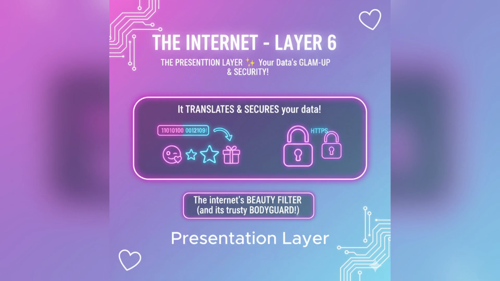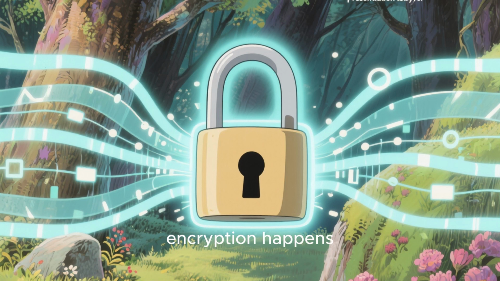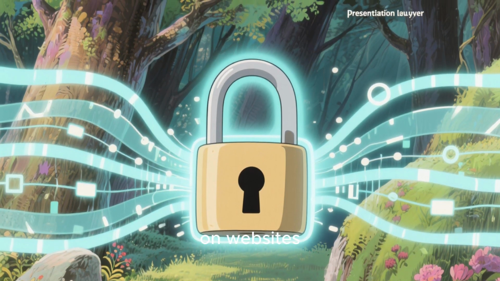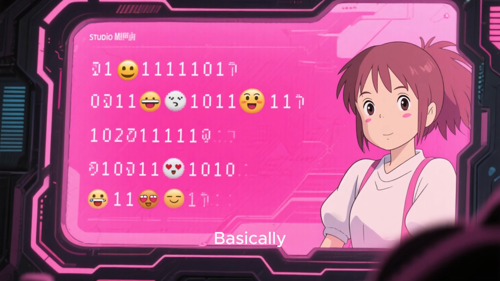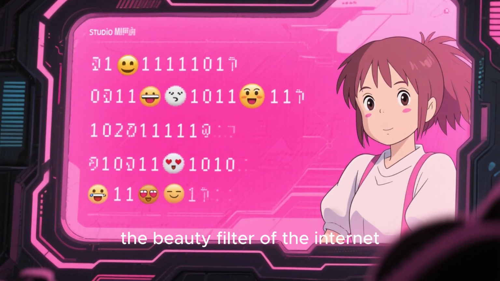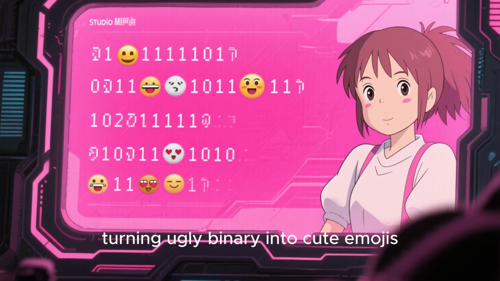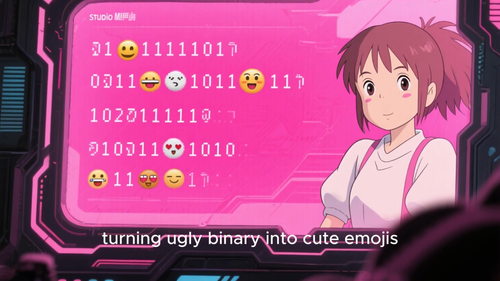Layer 6 is the presentation layer. It prepares data for the app. This is where encryption happens, like when you see the HTTPS lock icon on websites. Basically, the beauty filter of the internet. It translates data into formats apps understand, turning ugly binary into cute emojis.